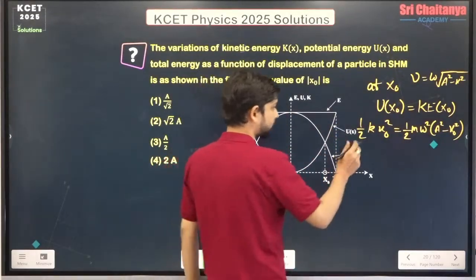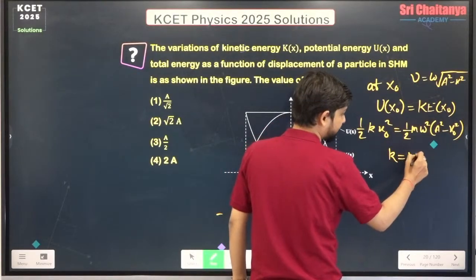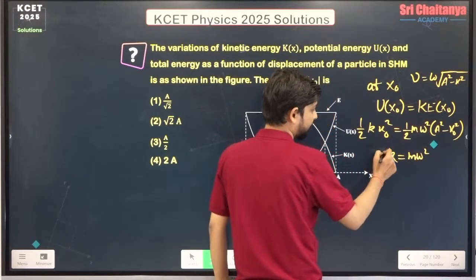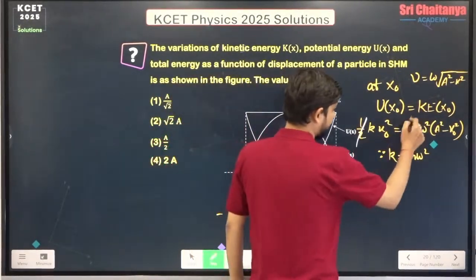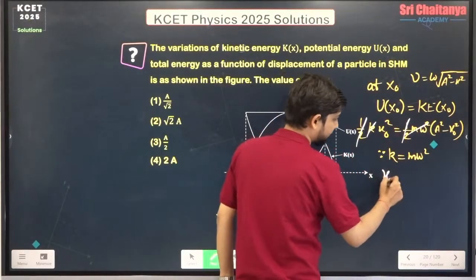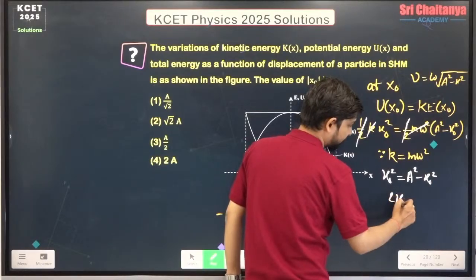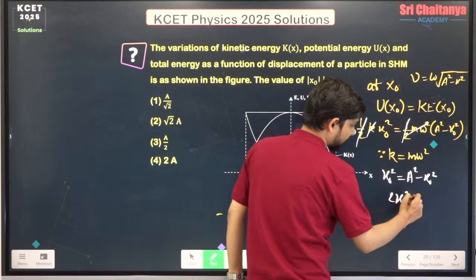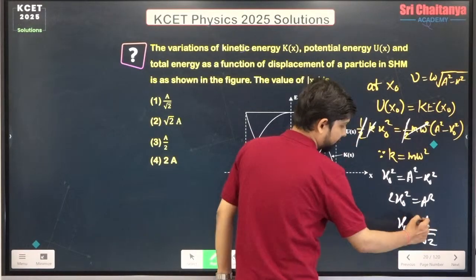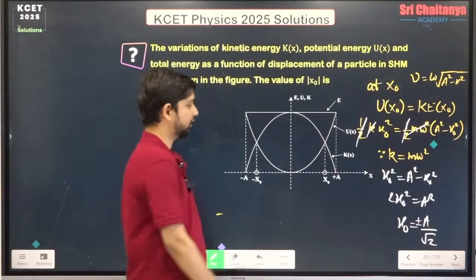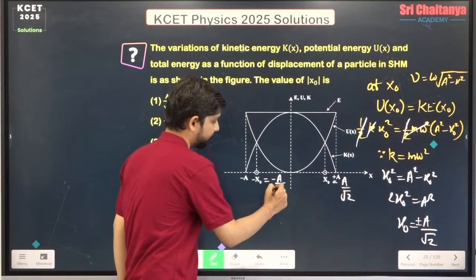So this value should be equal to this value, and we know one more thing, that k is equal to m omega square. So from here we can cancel the halves as well as k. So x0 square will be equal to a square minus x naught square. So 2 x square is equal to a square. So x naught square will be equal to a square by 2, and if you take the root, it is going to be a upon root 2, plus or minus a by root 2. So this value is a by root 2 and this value is minus a by root 2.